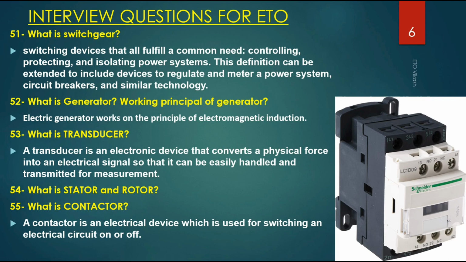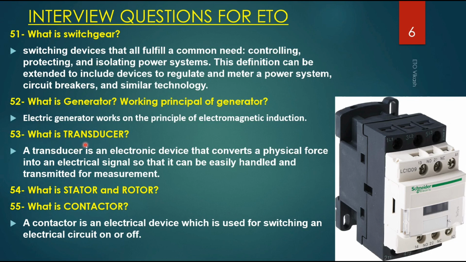So coming to our next question, what is a generator and the working principle of a generator? A generator is a device used to convert mechanical to electrical energy. The generator works on electromagnetic induction. I think you already know the working principle. When a permanent magnet is placed, and we rotate a coil in the permanent magnet, if the coil is closed, current will be induced.